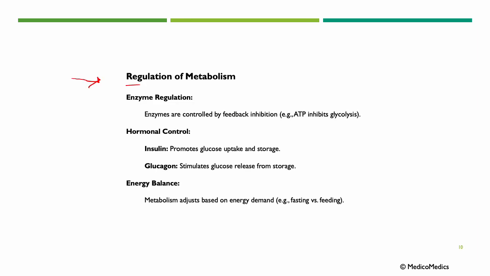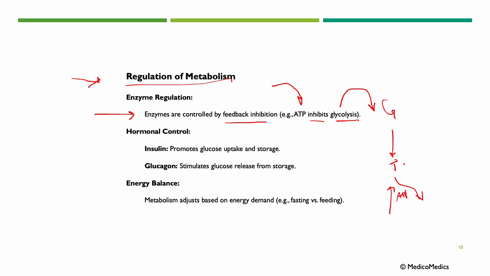Now let's briefly mention the regulation of metabolism. So enzymes that are involved in all of these different steps, like pyruvate dehydrogenase or lactate dehydrogenase, are controlled by feedback inhibition. So for example, ATP inhibits glycolysis. The point of glycolysis was what? Break down glucose, get it to pyruvate, get it into the TCA cycle, produce more ATP, right?